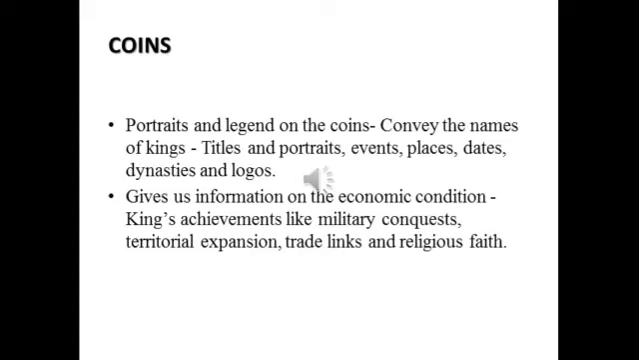So the coins not only show the economic condition of the empire, they also sometimes show the king's achievements, what was achieved by the king: in terms of military, territory, trade, and how he treated people of other religions. These can also be understood from the coins.